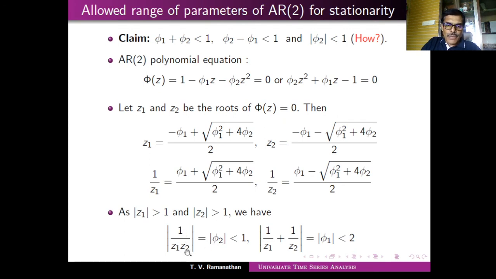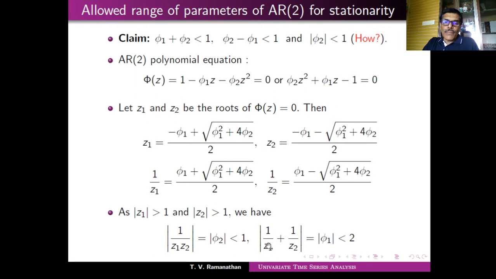Now 1 by z1, 1 by z2, when you multiply, you can see that because z1, z2 are individually greater than 1, this has to be less than 1, which means that the absolute value of phi 2 is less than 1. Now, if you add the reciprocals of the two roots, 1 by z1 plus 1 by z2, you get this coefficient phi 1.